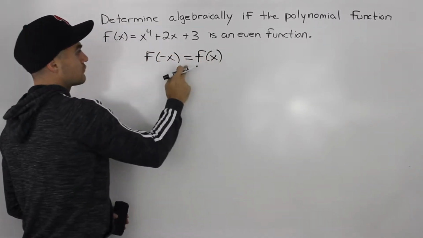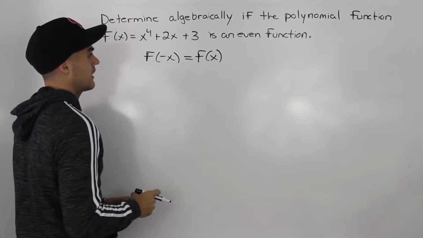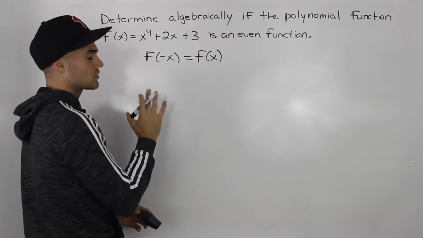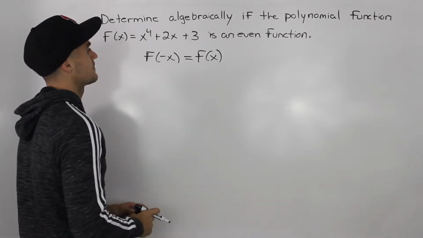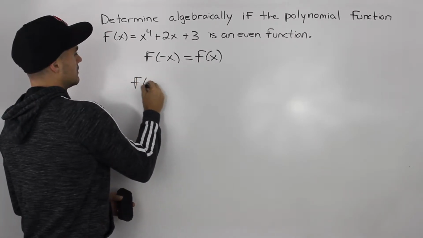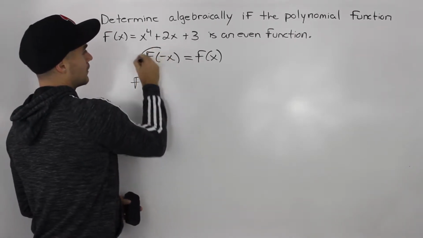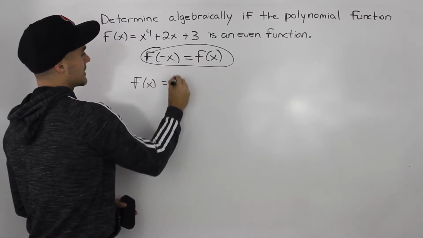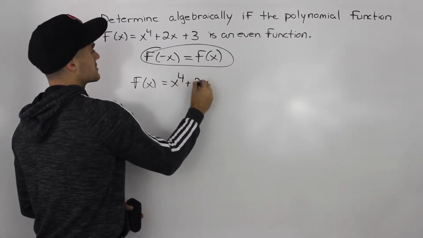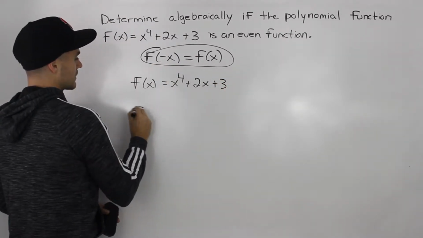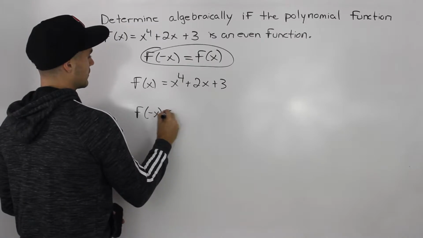x. If you remember from the lectures on even and odd functions, this basically means that the function is symmetrical about the y-axis. So, f of x, the right side of this equation that we are trying to prove, well, that's already given. That's x to the power 4 plus 2x plus 3. What about f of negative x? What's that going to be?